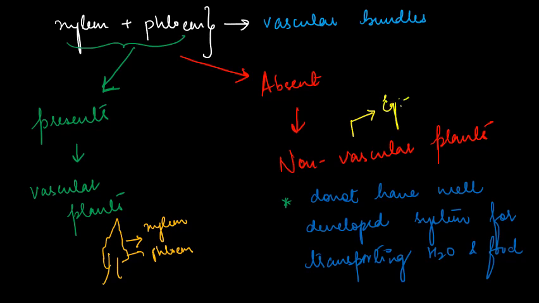Let me give you some examples of non-vascular plants. Have you seen mosses? Yes, mosses. Then liverworts. Have you seen liverworts? These are examples of non-vascular plants. Vascular plants, you know, trees. Yes, those come under vascular plants, right? So that's all about today's class.